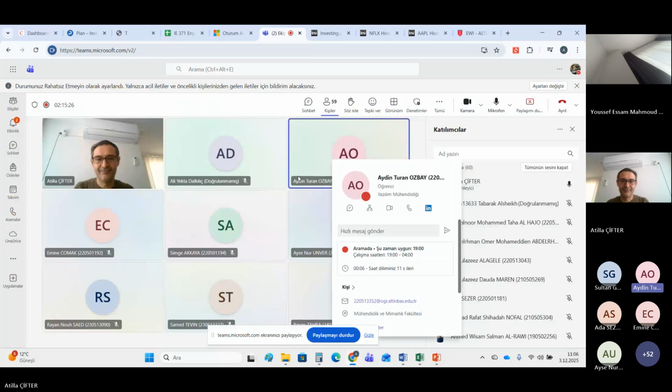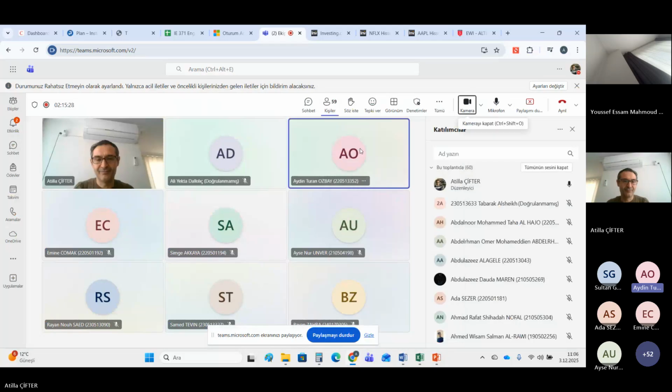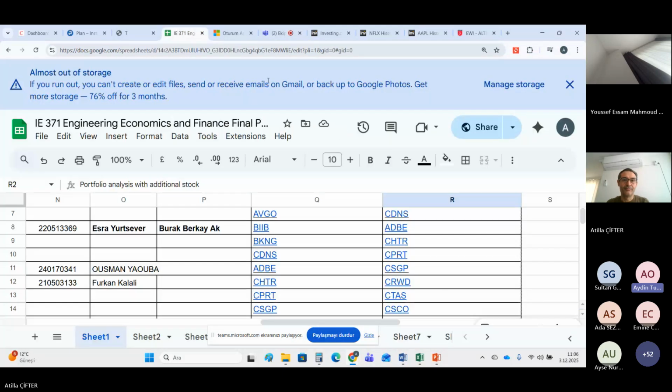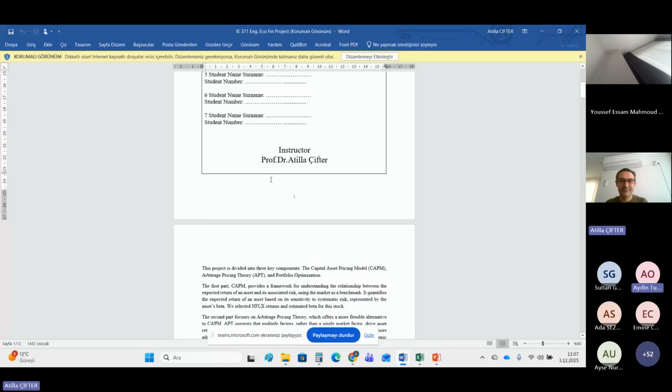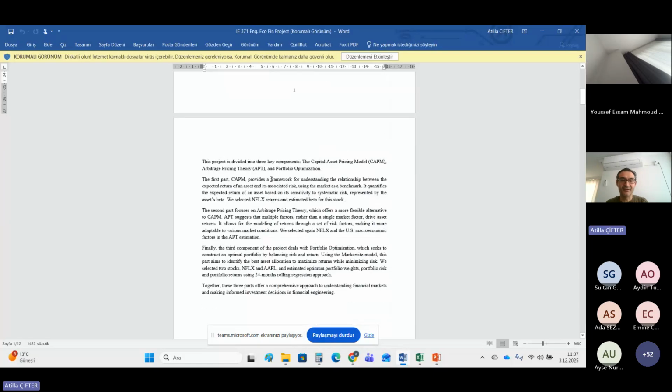Hocam, we have different parts in the group, for example, CAPM, arbitrage pricing theory and portfolio analysis. Should each person make only one part? I don't care how you prepare CAPM, arbitrage pricing theory, or portfolio optimization, separately or together. You will prepare as a group and submit as a group, so that I will grade the project, not the parts, as a whole project. Right, hocam? Exactly, as a whole project.